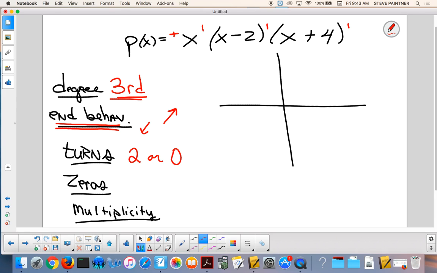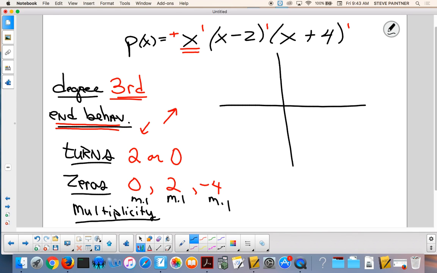Zeros. What are the zeros? 0, 2, and -4. That one's going to be 0 when you let it be 0. That one 2. And that one -4. Multiplicities are what? 1, 1, 1, which to you means you're going to hit the 0 and bounce, or go through? Go through. You're going to go through fast. You're not going to waste time.